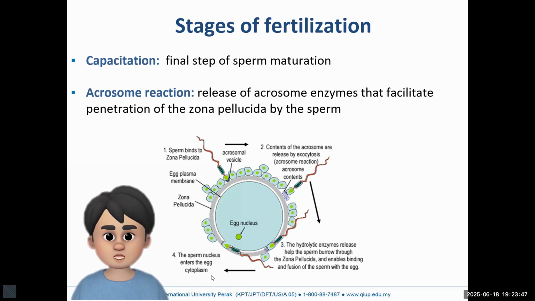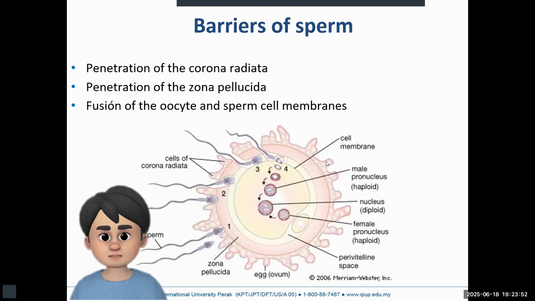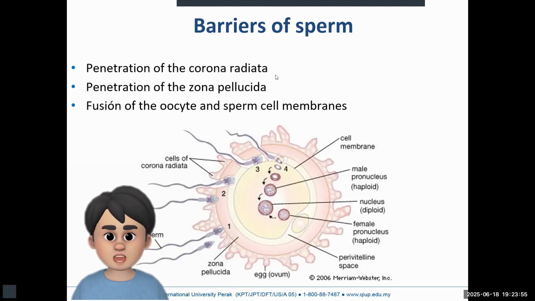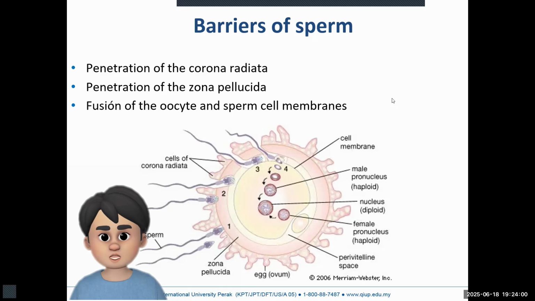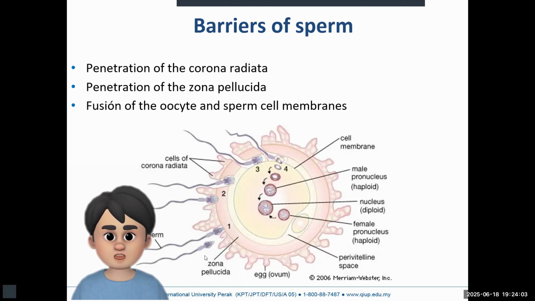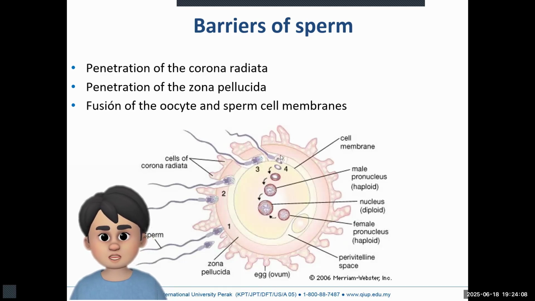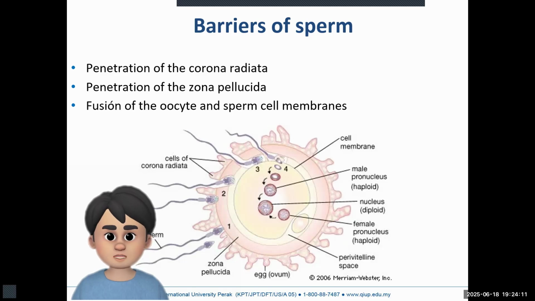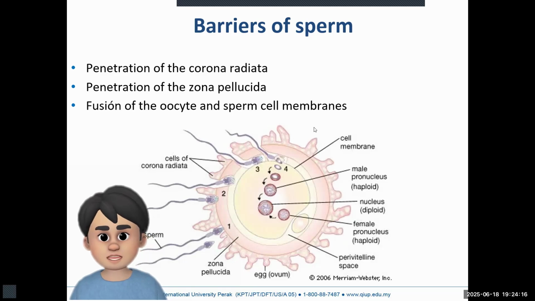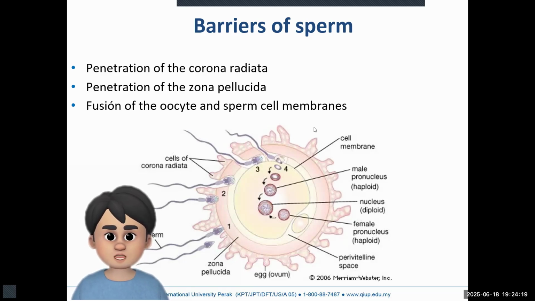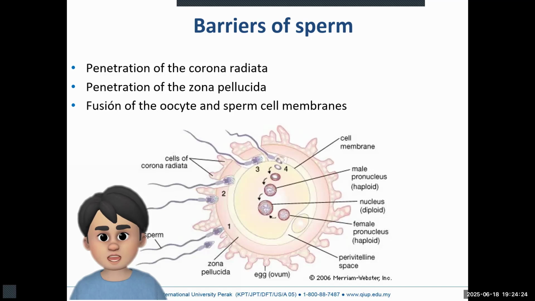The sperm nucleus enters the egg cytoplasm. So that's how it goes. Barriers to sperm: penetration of the corona radiata, penetration of the zona pellucida, and fusion of the oocyte and sperm cell membrane. This is very, very difficult. Some sperm die here, some die here. Only the strongest one, who had the proper amount of enzyme and proper energy, succeeds, because you have to penetrate all those barriers: the corona radiata and the zona pellucida.